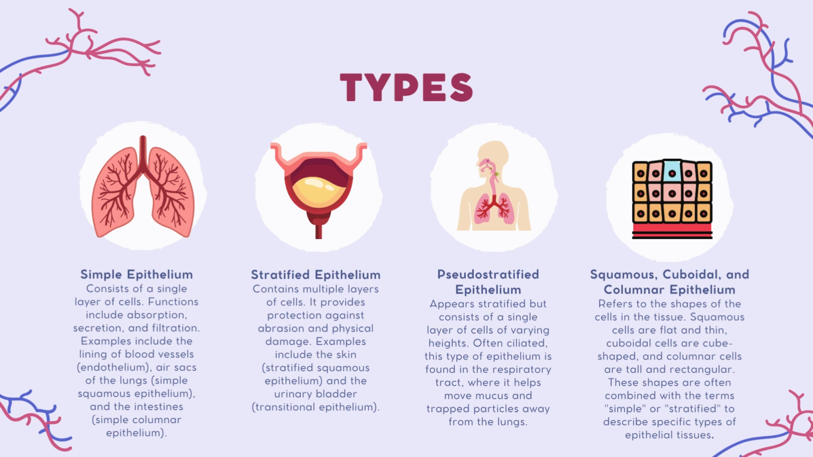You also have a type called stratified epithelium. It contains multiple layers of cells. It provides protection against abrasion and physical damage. Examples include the skin, stratified squamous epithelium, and the urinary bladder, transitional epithelium. So again, you all will look at different videos that will actually show the different types of tissues.